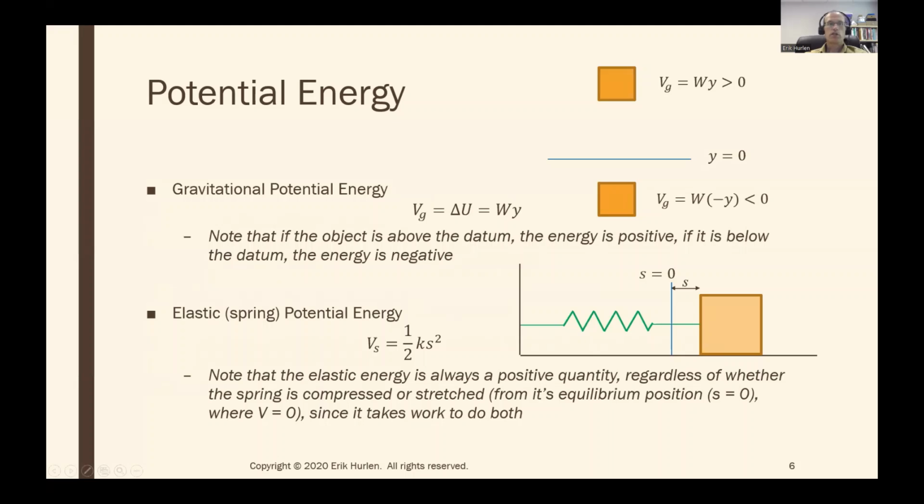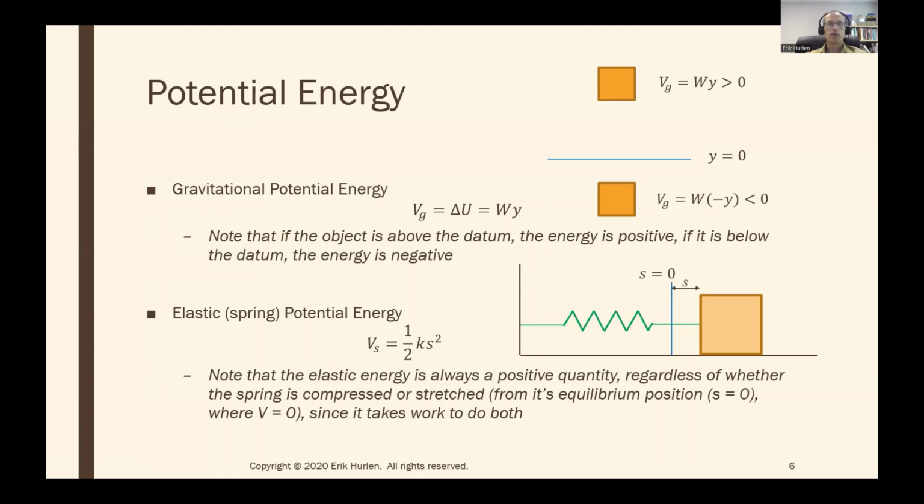Potential energy is generally denoted by capital V and is equal to the work, delta U. Gravitational potential energy, V with the g subscript, is then defined mathematically as W times y, where W is the weight of the object, and y is the vertical distance from the center of gravity of the object to the datum at y equals 0. If this is above the datum, the gravitational potential energy is positive. If it is below the datum, the energy is negative.